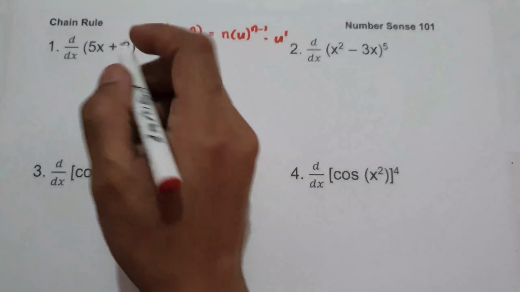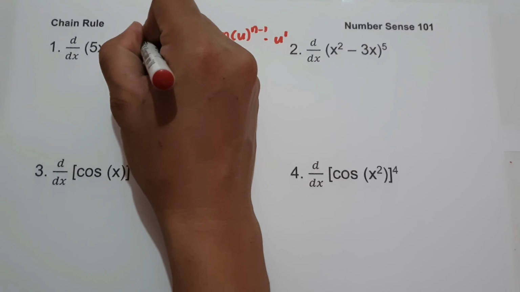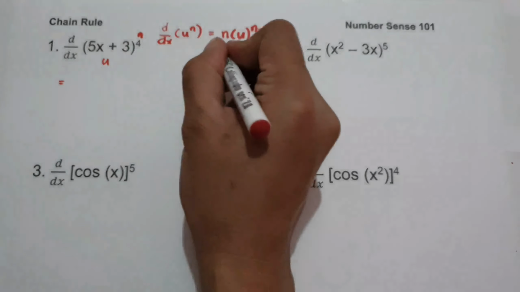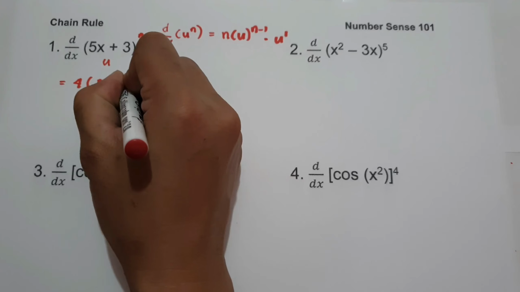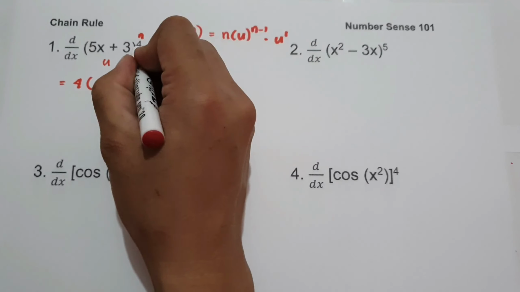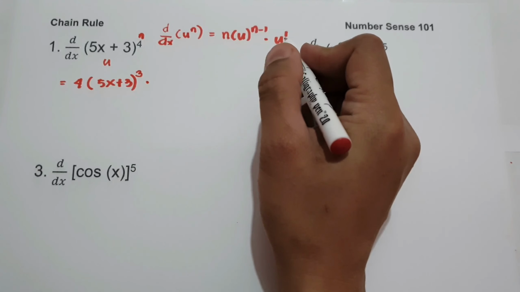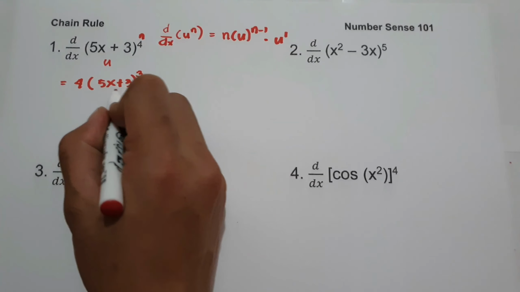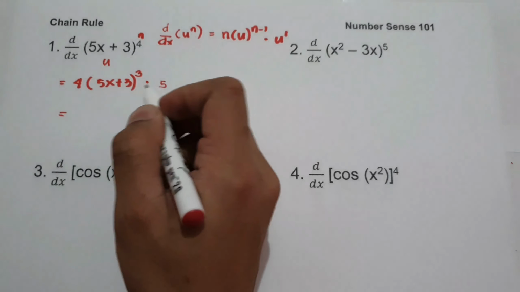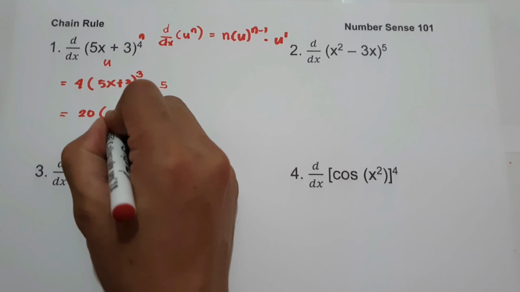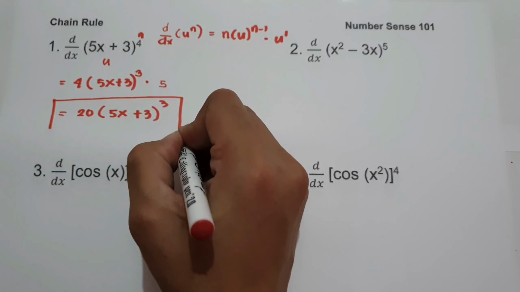So as you can see, this will be the value of u, and 4 will be the value of n. So we are going to have n, that is 4, multiplied by u, that is 5x plus 3. And then we have n minus 1, that is 4 minus 1, we have 3. And then multiply by u prime, that is the derivative of u, and u is 5x plus 3, so the derivative is 5. So to write our final answer, we have 4 multiplied by 5, that is 20, times 5x plus 3 raised to 3. And this will be our answer.